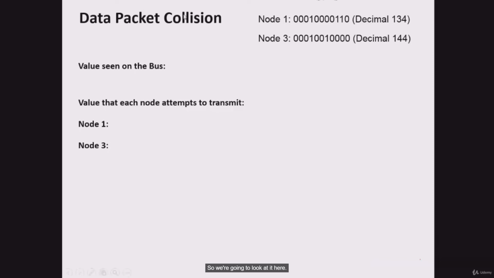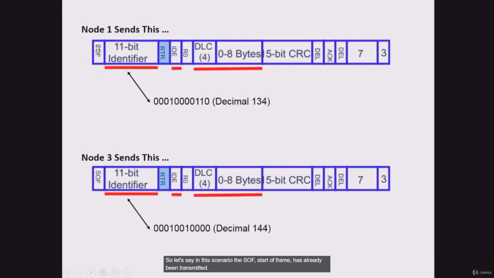So we're going to look at it here. So data packet collision, node 1, this is the message identifier. Node 3, this is the message identifier. And you notice I have value seen on bus and value that each node attempts to transmit, because sometimes a node will transmit a bit, but the value seen on the bus would be different. So let's say in this scenario, the SOF or start of frame has already been transmitted. So now both nodes on the CAN bus network are about to transmit their message identifiers.